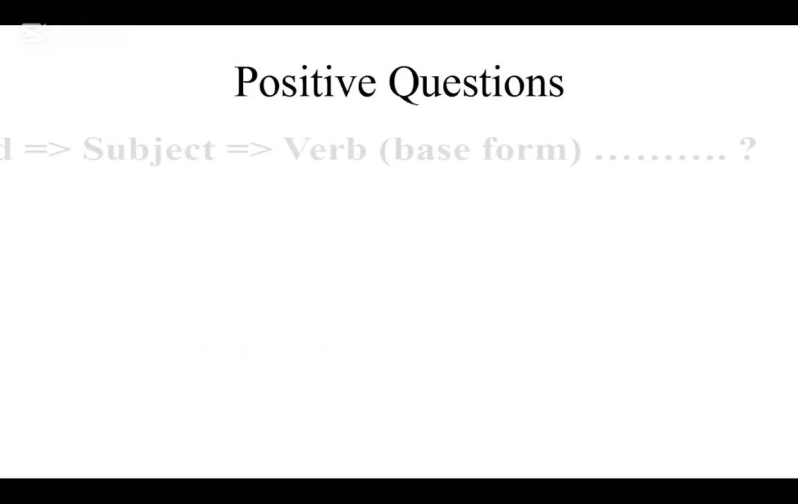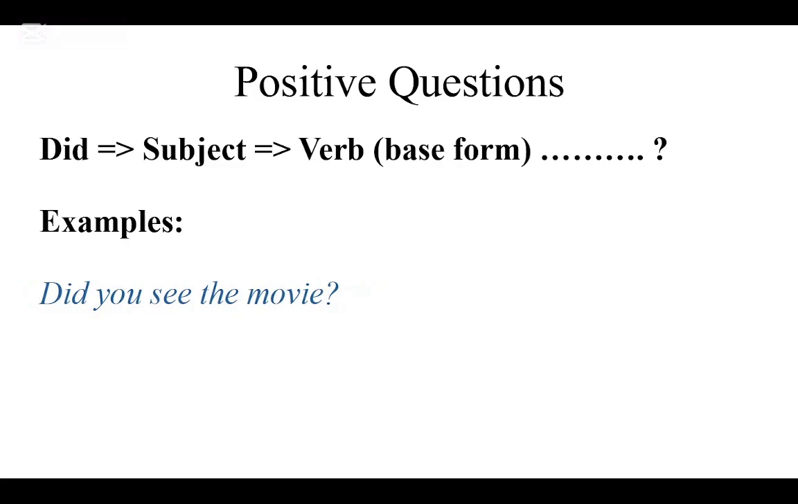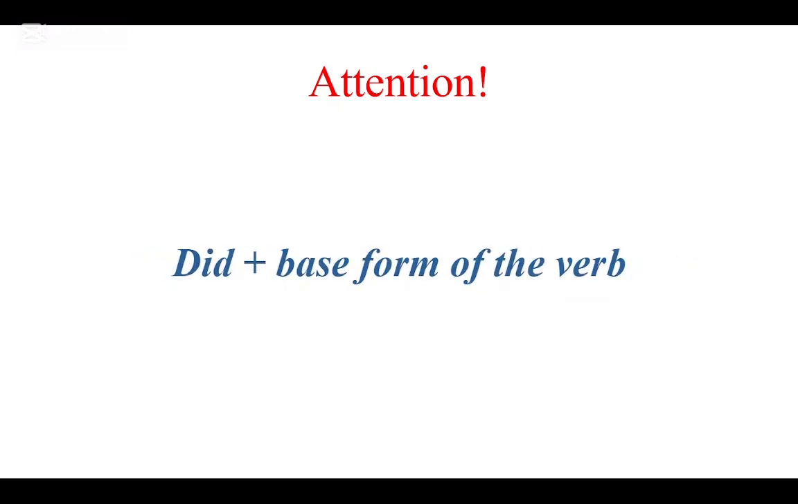Interrogative sentences. The structure will be did followed by the subject followed by the base form of the verb. A question mark is put at the end of the sentence. For example, did you see the movie? Did they travel by train? It's important to remind you that the base form of the verb is used with did.